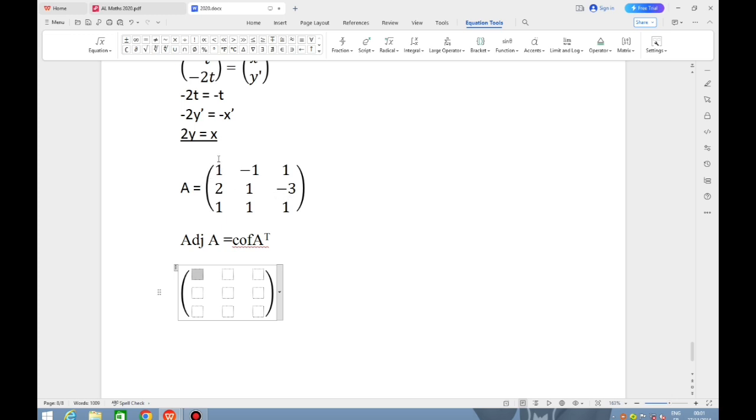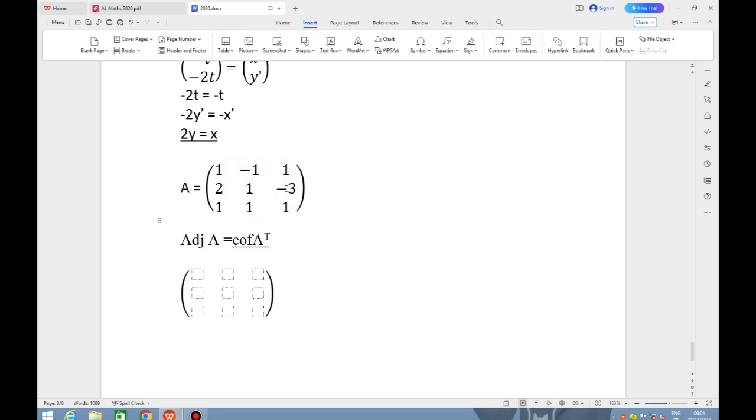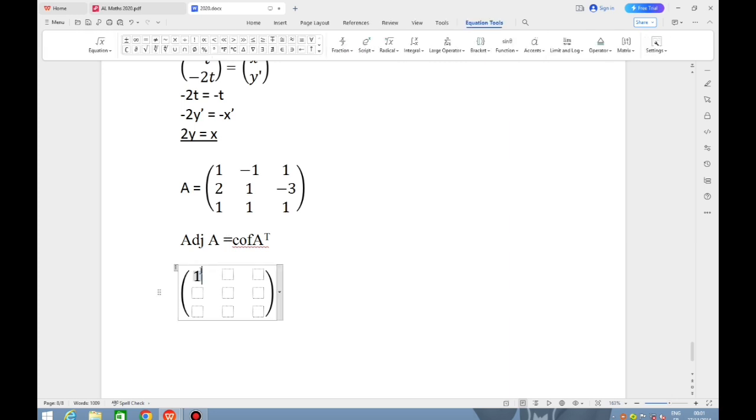Take for example the first case. The sign here is positive, so we're going to block out this 1, 2, and 1, and block out this 1, negative 1, and 1, and find the determinant of this 2 by 2 matrix, which is 1, negative 3, 1, and 1. To find the determinant, we multiply 1 times 1 minus 1 times negative 3. 1 times 1 is 1, and 1 times negative 3 is negative 3, so minus negative is positive, so that's 1 plus 3.